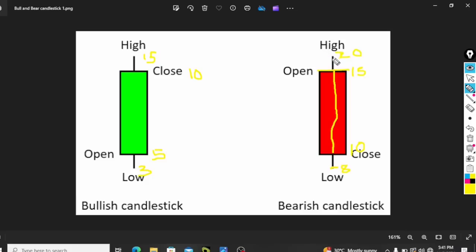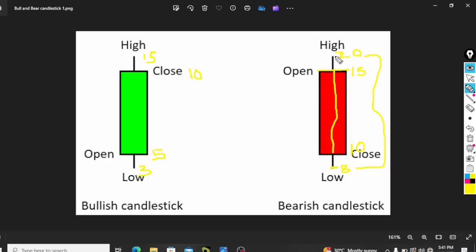But when it opened at 15, it went up to the upside, then came down, and before it closed at $10, remember it went beyond that $10 to $8. So you should be able to know. Let me emphasize one thing now. The distance from high to low is what we call the range of the candle. That's what we call the range of the candle.